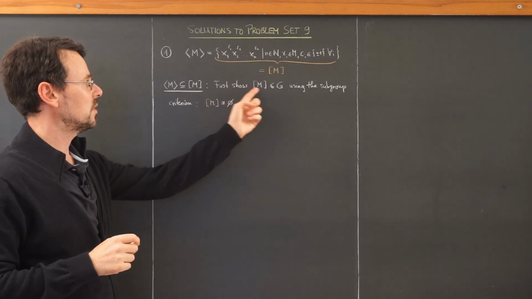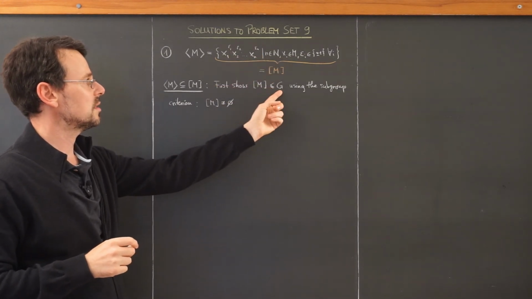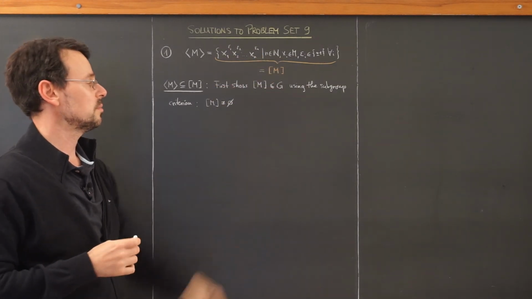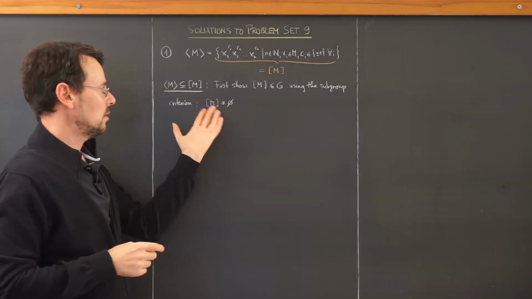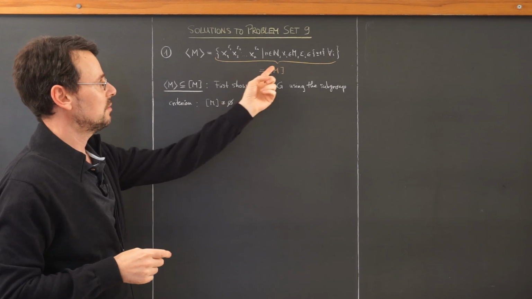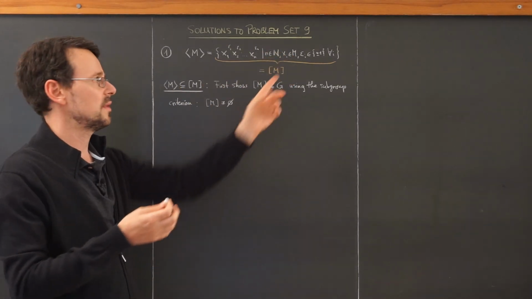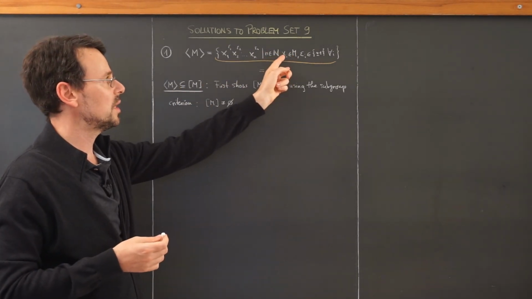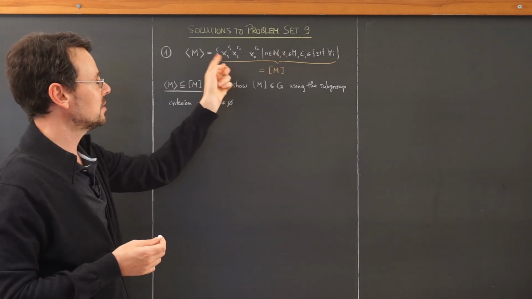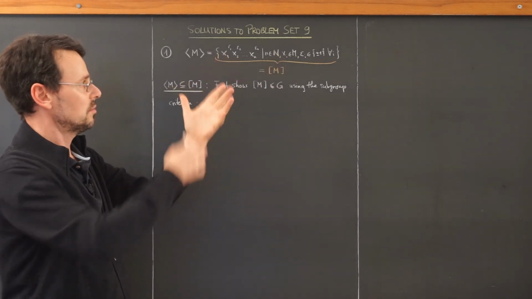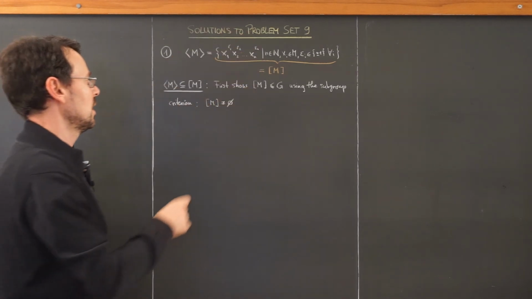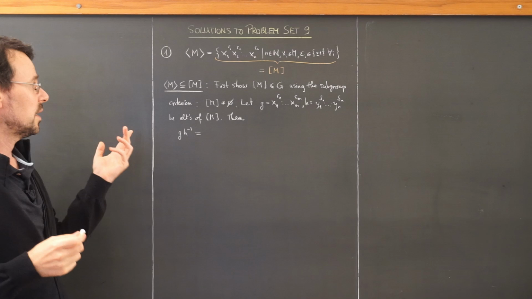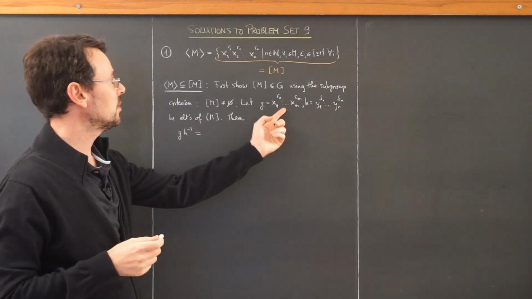First of all, we show that this set is a subgroup of G, of course, by using the subgroup criterion in its condensed form. Obviously, this is not the empty set. Because M itself is not the empty set, I have at least one element in M, so I can take simply this element, x to the power of 1, which is an element of this set, so this is not the empty set. Okay, next we take two arbitrary elements of this set.